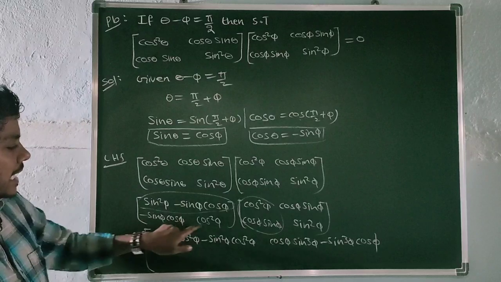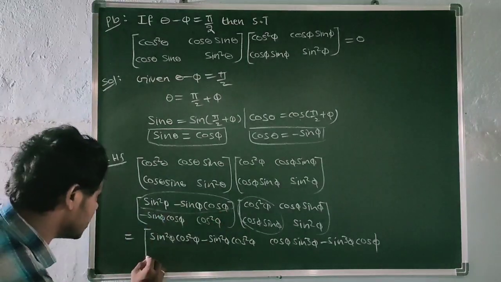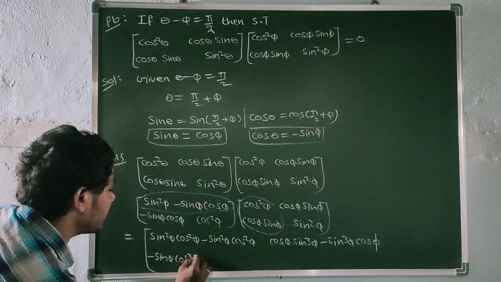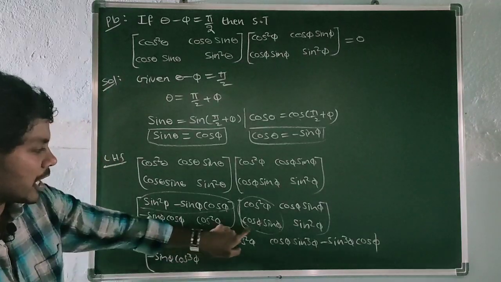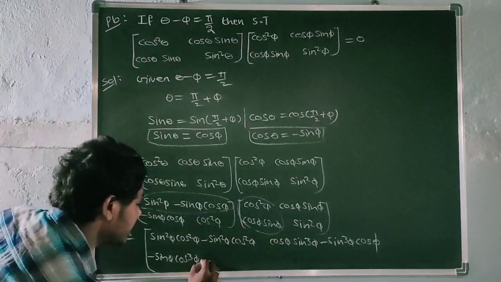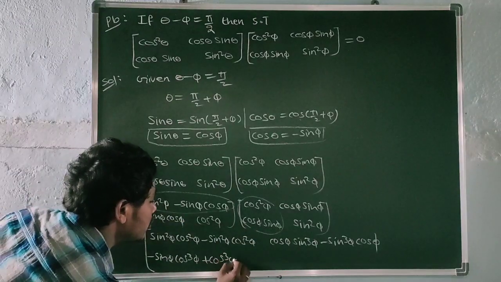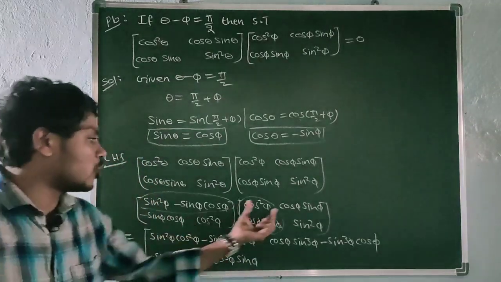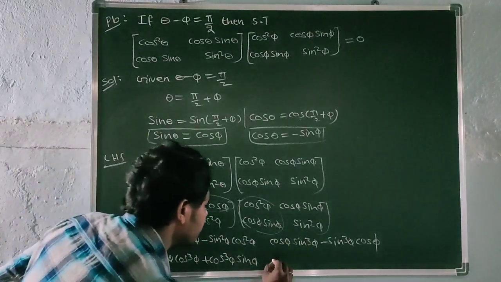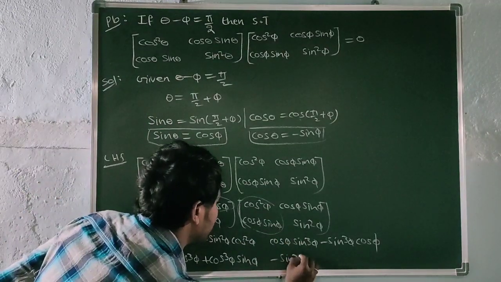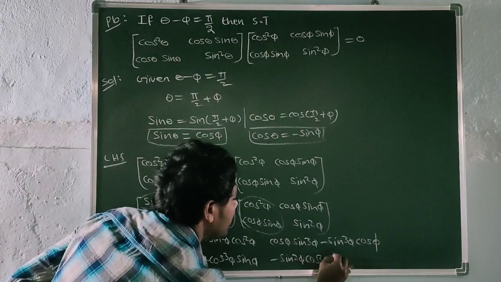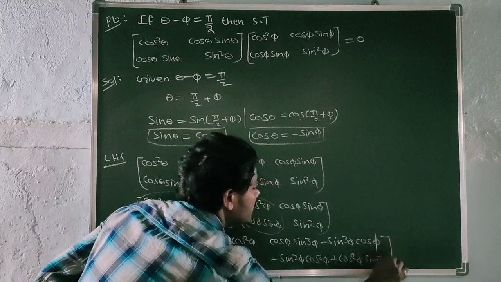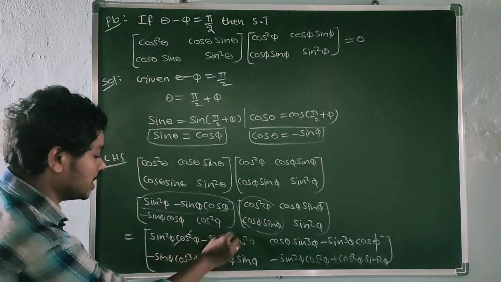Now again multiplying second row with the first column. So what is that? Minus sin phi cos cube phi. Next cos square phi into cos phi sin phi. So that is plus cos cube phi sin phi. Now again multiplying second row with the second column. So what is that? Minus sin square phi cos square phi plus cos square phi sin square phi. So clearly these terms get cancelled.